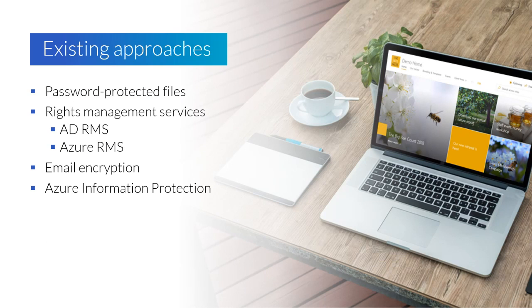So we've got a few existing approaches here. I didn't want to call these older approaches, as some of them do very much still have a place. Probably the exception to that is password protected files. But we've got things like rights management services. So you might be familiar with AD-RMS and Azure RMS. We've got various solutions for email encryption, and we've got AIP, Azure Information Protection, which is a way of labeling and classifying and encrypting files on file systems and in various other places.